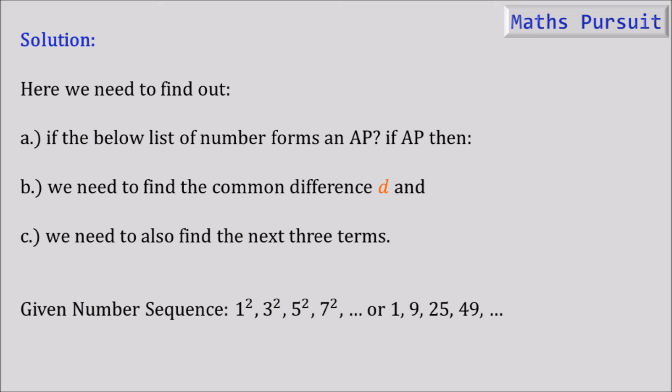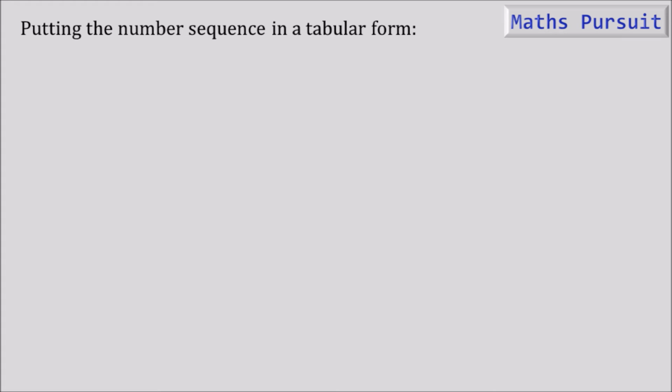The given number sequence is 1 to the power 2, 3 to the power 2, 5 to the power 2, 7 to the power 2. We can write this number sequence as 1 to the power 2 as 1, 3 to the power 2 as 9, 5 to the power 2 as 25 and 7 to the power 2 as 49. Now putting the number sequence in a tabular form. I always prefer to put the number sequence in a tabular form so that it will help us in making the calculations without confusing among the numbers.